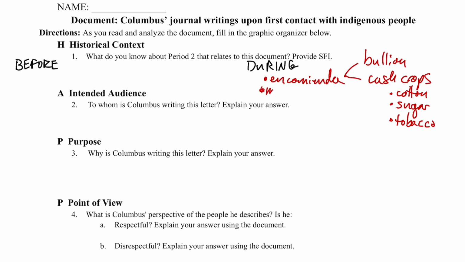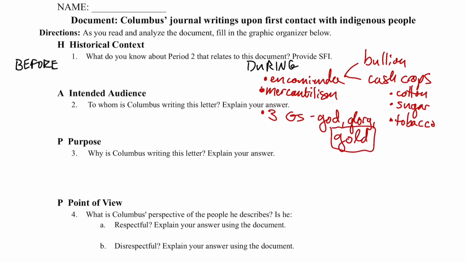Okay, the exploitation of colonies in the New World to generate wealth for the mother countries like Spain. We could talk about the 3 G's: God, glory, and gold. Okay, obviously wealth being a motive of Christopher Columbus because he had been sailing west for wealth in the first place to get to the spice trade in Asia.